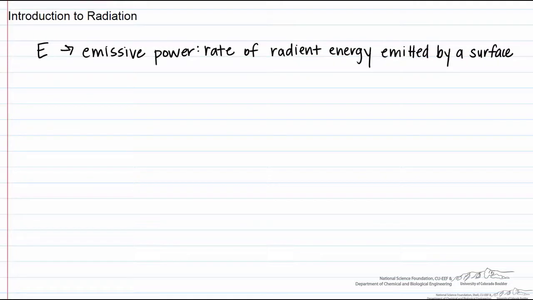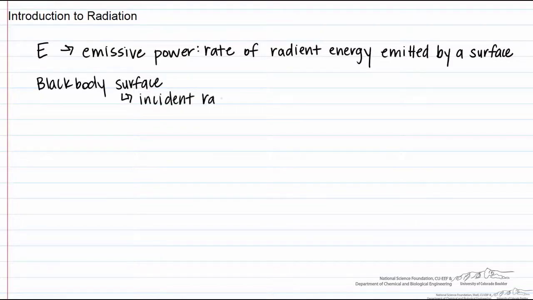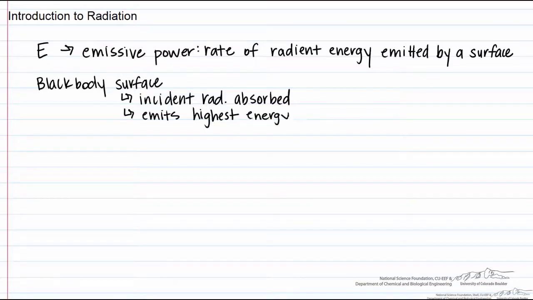So the first one is the emissive power, E. And emissive power is the rate at which radiation is emitted from the surface. The easiest way is to treat a surface as a black body. And what that means is that all the incident radiation is absorbed. In addition, it emits the highest energy that can possibly be emitted from that surface. And finally, our radiation is not a function of direction.